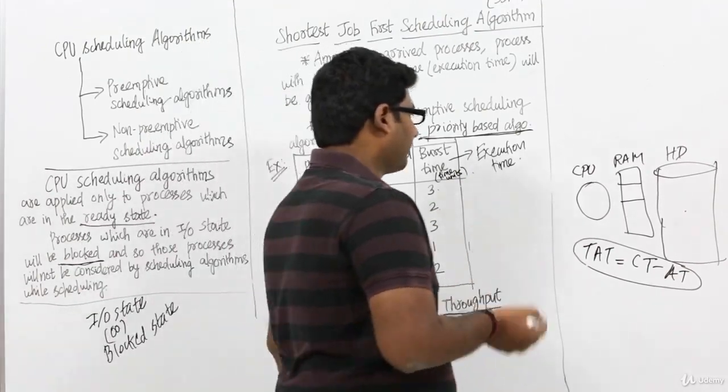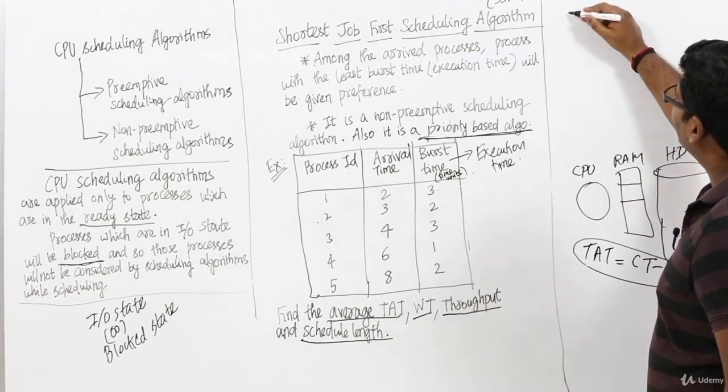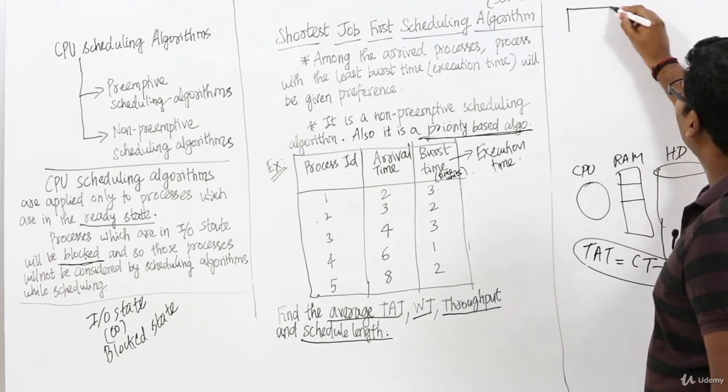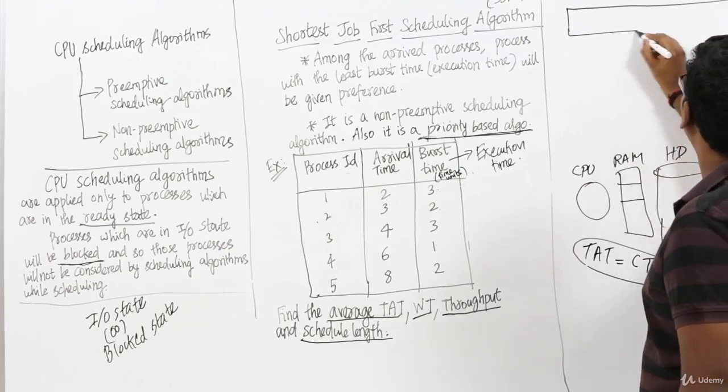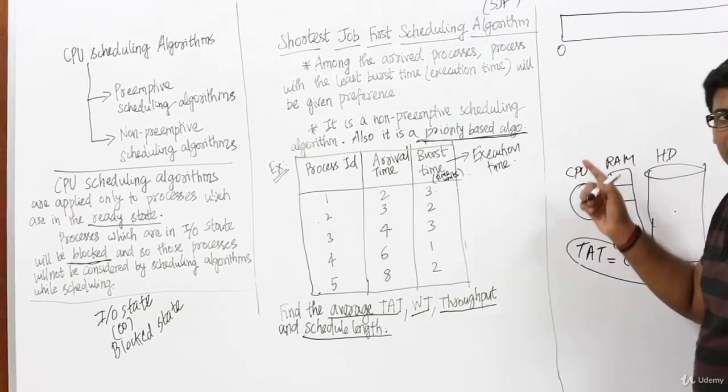Let's do it. First, let's draw the Gantt chart. This is also called a Gantt chart. This is nothing but 0 time units. We are starting with 0 time units.